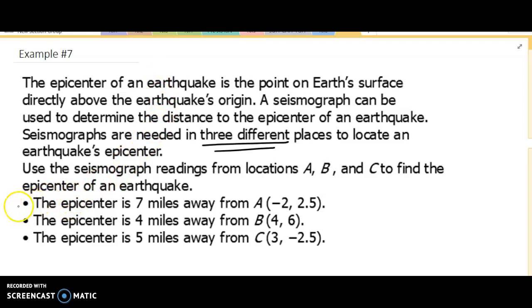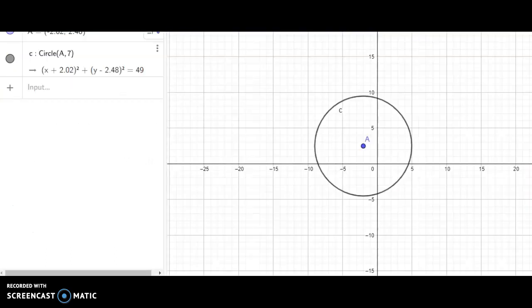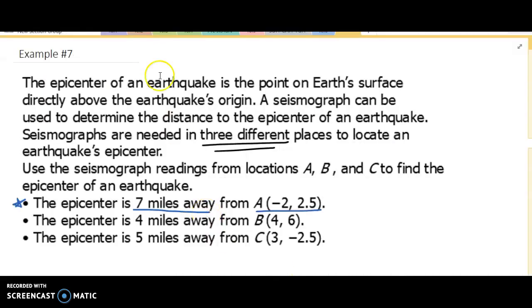The first one is that it is 7 miles away from -2, 2.5. What I've done is use GeoGebra, and I've plotted a circle. It's really hard to get exact, but roughly the center is -2, 2.5, and it has a radius of 7. So the epicenter could be anywhere along here. Now we go to the second one.